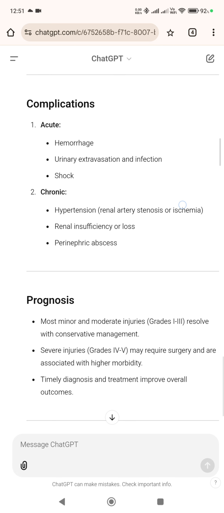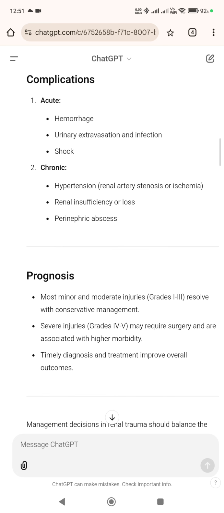Complications: 1. Acute: hemorrhage, urinary extravasation and infection, shock. 2. Chronic: hypertension, renal artery stenosis or ischemia, renal insufficiency or loss, perinephric abscess.